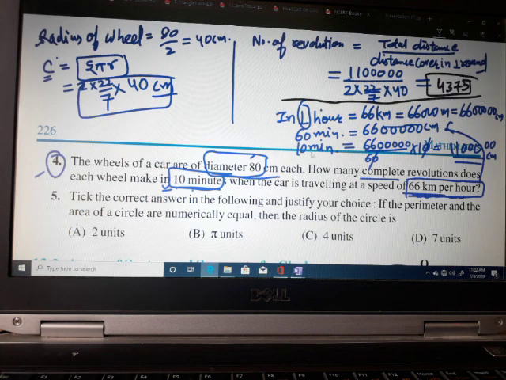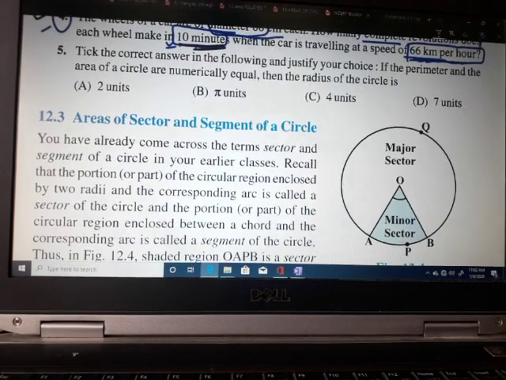That's why this is the total distance covered in 10 minutes. You have to find the distance in 10 minutes. This is your final number of revolutions answer. Solved. Next question. The next question is so simple.